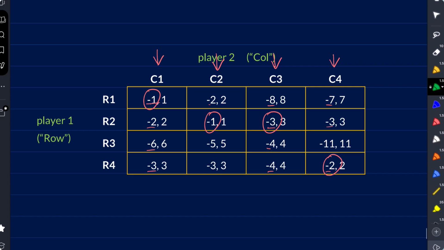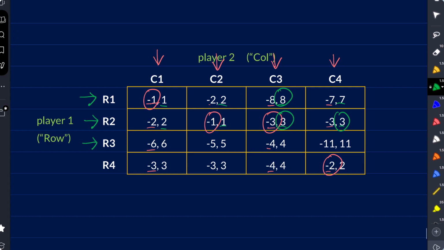Okay, now we want to do the same thing for player two. So if player one selects strategy R1, then player two's best response is going to be C3 to get that payoff of 8. If player one does R2, then player two's best response is either C3 or C4 to get the 3.